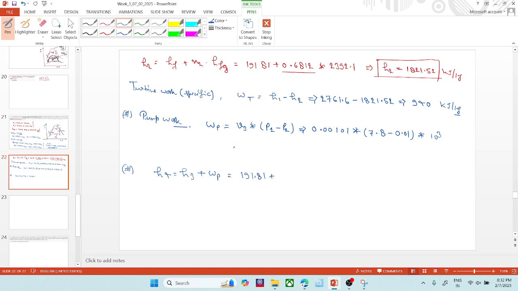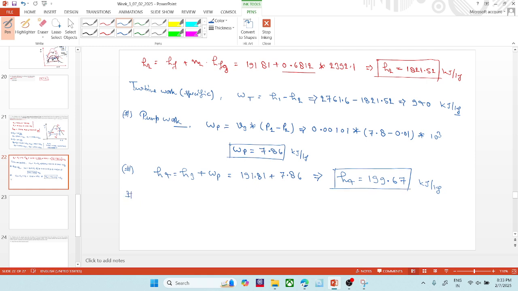This is 7.86. Pump work is, I'm sorry, 7.86 kilojoule per kg. And when I put this value here, the value will come out to be 199.67. The value at H4, the enthalpy, would be 199.67 kilojoule per kg. So now I have calculated the enthalpy at point 4 also.